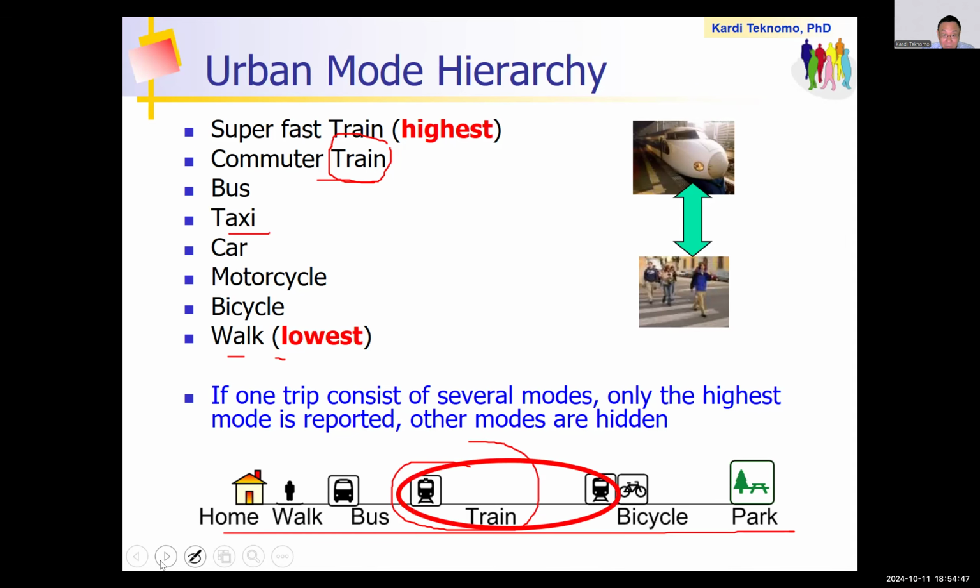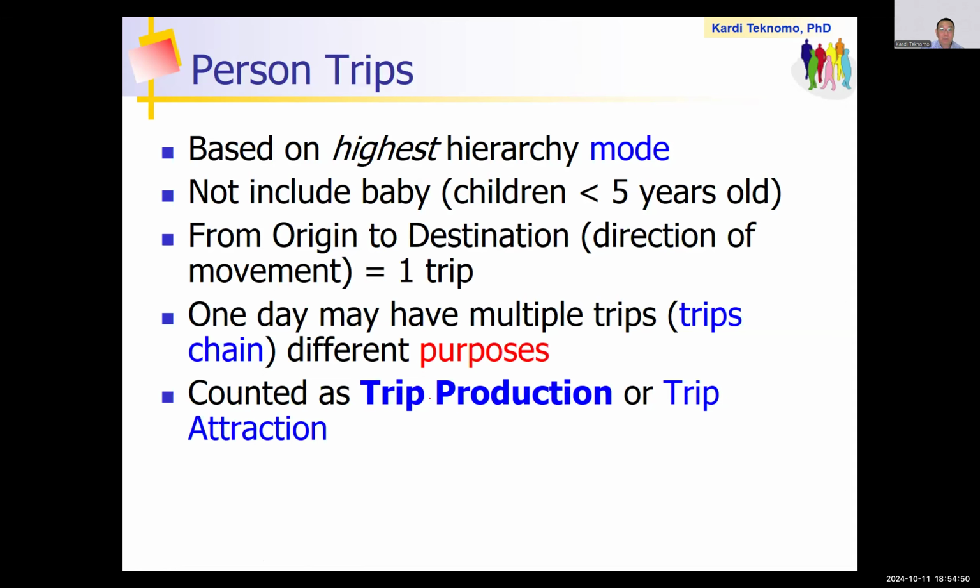Now, based on the highest hierarchy mode, if you want to do a survey of the number of trips, then usually we don't include the baby. Children under 5 years old, we don't include. And then you will ask how many trips. From one origin to destination is called one trip. Remember, this is person trip. The input is the land use activities from a while ago, but you need to get the output, isn't it? The output is person trip.